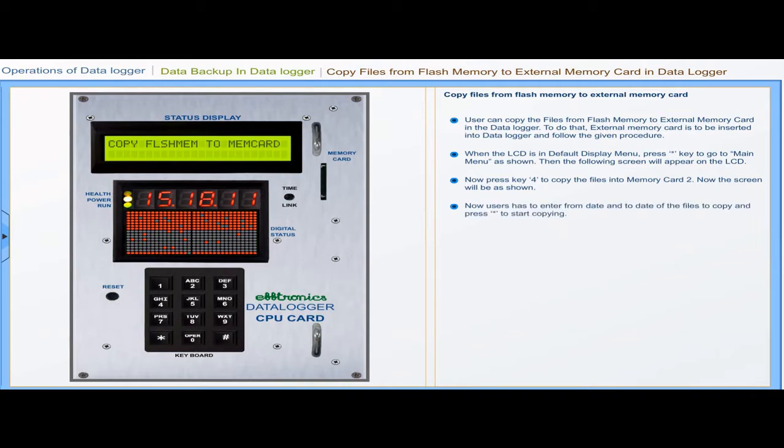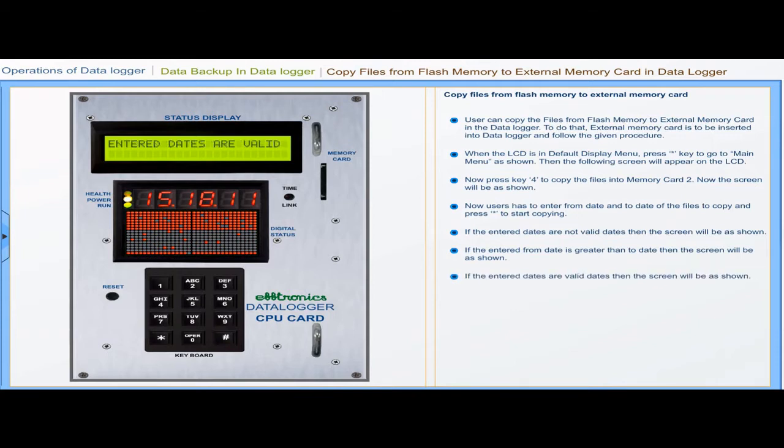Now users have to enter the from date and to date of the files to copy and press star to start copying. If the entered dates are not valid dates, then the screen will be as shown. If the entered from date is greater than the to date, then the screen will be as shown. If the entered dates are valid dates, then the screen will be as shown.